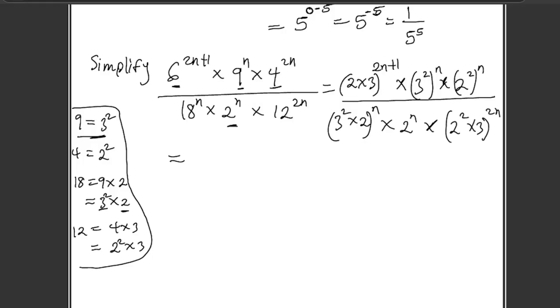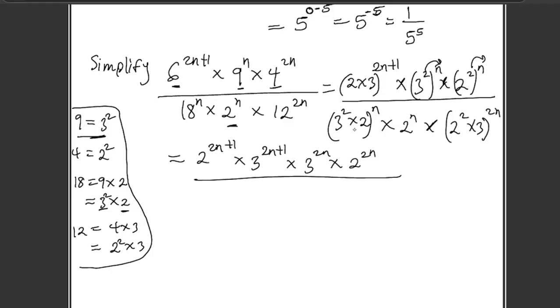Let's see what next. Then we can now simplify this and say we have 2 raised to power 2n times 3 raised to power 2n plus 1, then times 3 raised to power 2n times 2 raised to power 2n, then over. Then how did 2 times 3 all raised to power 2n plus 1 become 2 raised to power 2n plus 1 times 3 raised to power 2n plus 1?